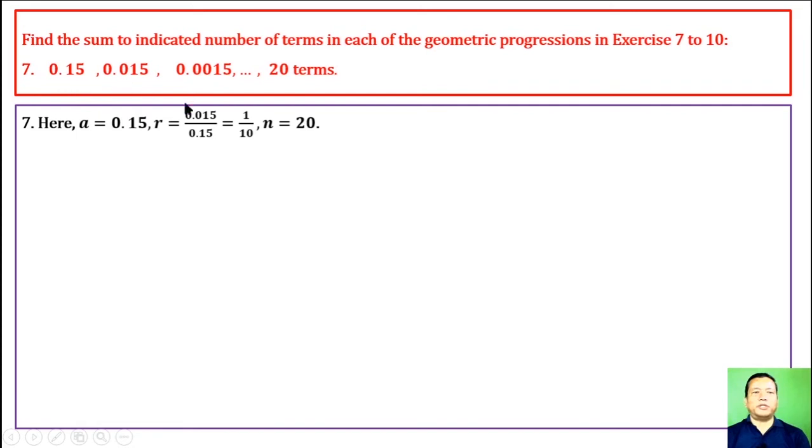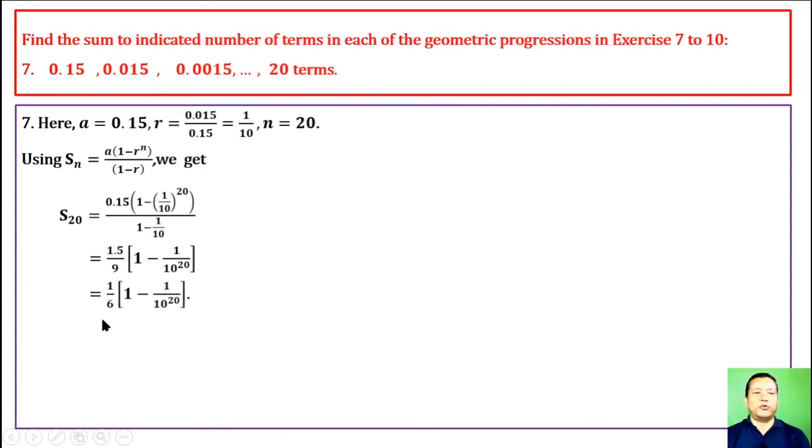The given sequence is a GP whose first term a is 0.15, common ratio is the second term divided by the first term, that is 1 by 10, and n is given as 20. Using the sum to first n terms of a GP, we replace a by 0.15, r by 1 by 10, and n by 20. We get this, which is the sum of the first 20 terms.